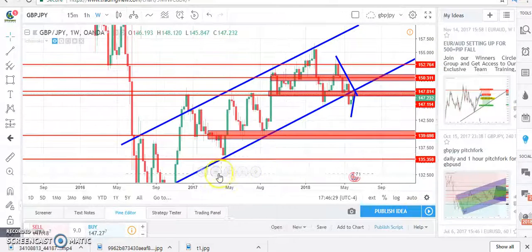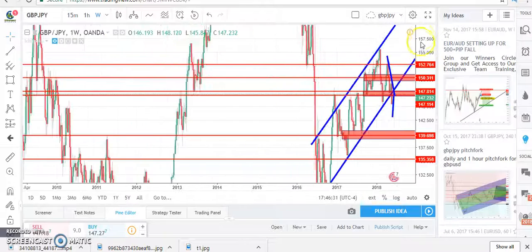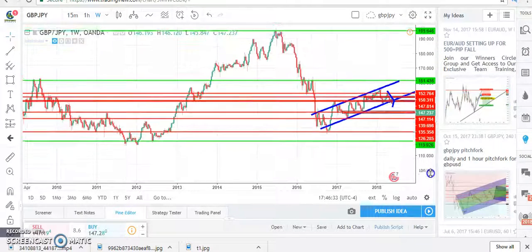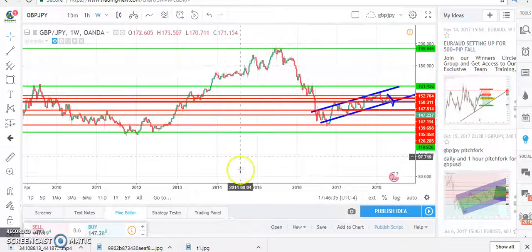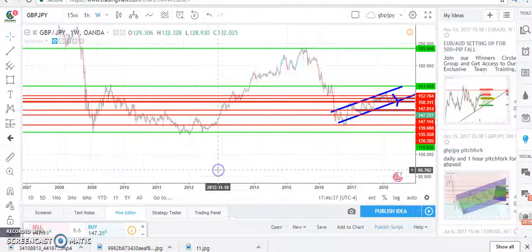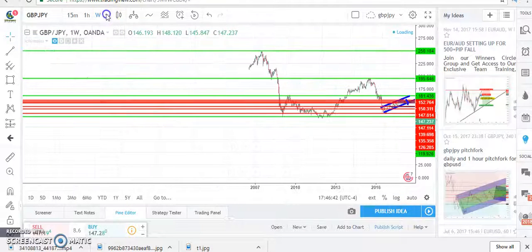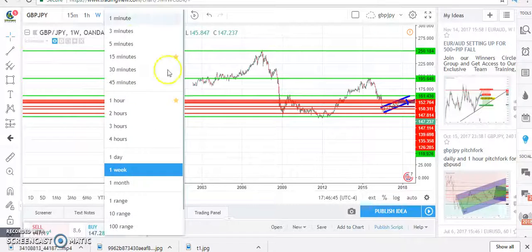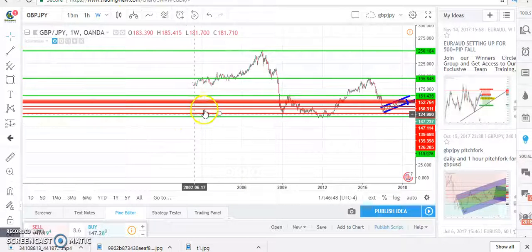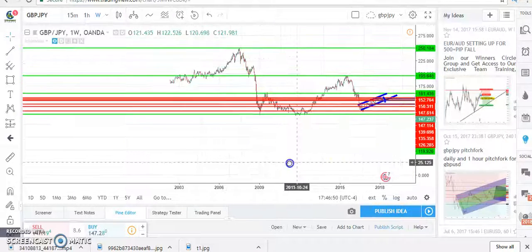Right now, this is the weekly chart. Go ahead and zoom in so we can see it. Okay. We're on a weekly chart. Now this is where the market started. This is the whole lifespan of GBPJPY.